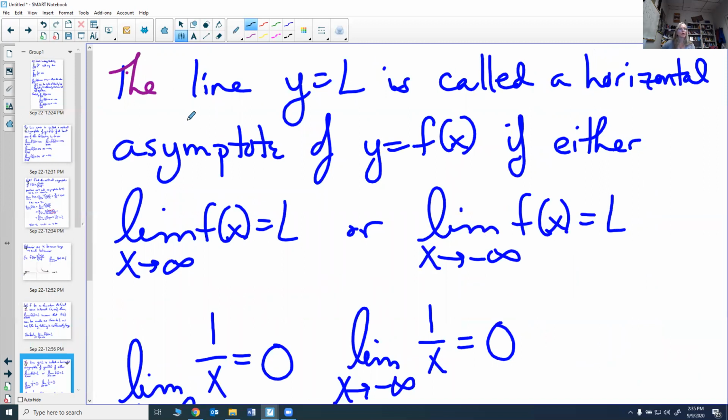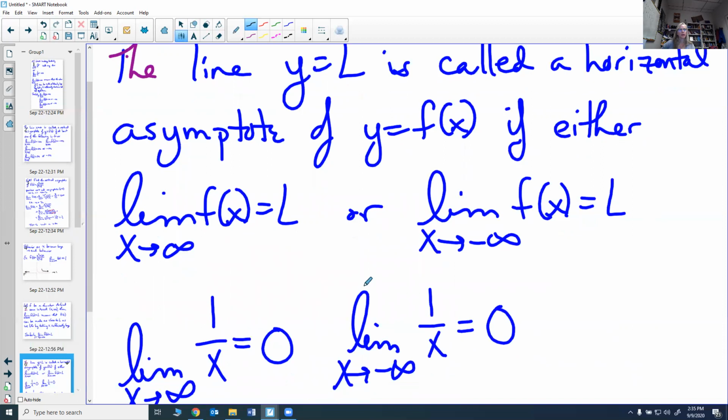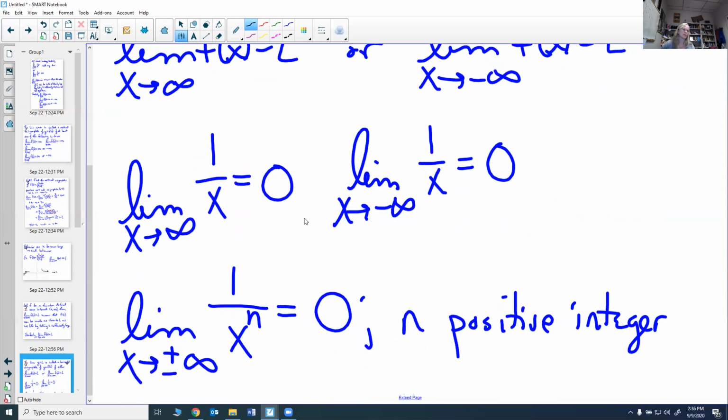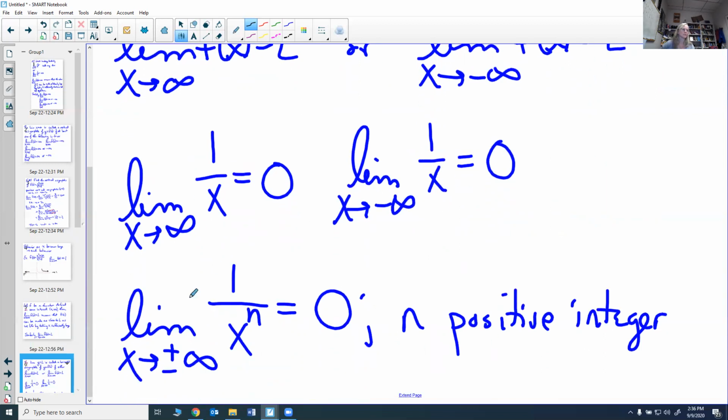This is actually the definition of what we call a horizontal asymptote. The line y equals L is called a horizontal asymptote of my function if either the limit as x goes to infinity of f(x) is L, or the limit as x goes to negative infinity of f(x) is L. So as an example, the limit as x goes to infinity of 1 over x is 0. And for that matter, the limit as x goes to negative infinity of 1 over x is 0. So it actually says that 1 over infinity is 0, though we don't really think of it that way, but you can kind of think of it as that's what happens.